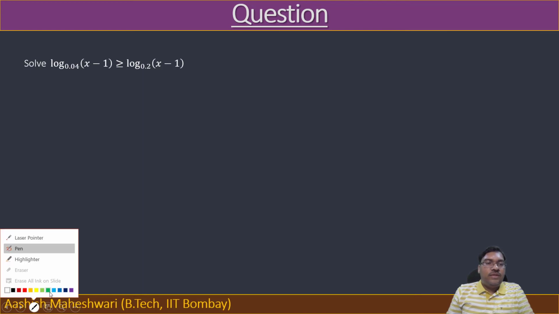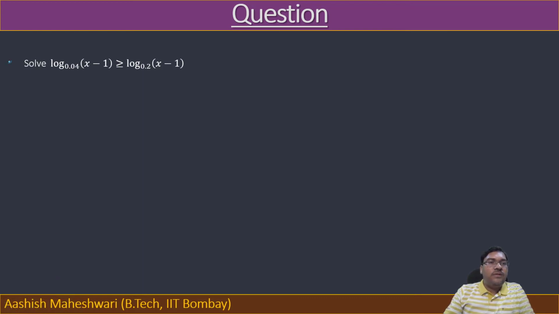So now let's move to the next question. You have to solve this inequality. You have log of x minus 1 to the base 0.04 greater than or equal to log of x minus 1 to the base 0.2. Okay, so let's start then.